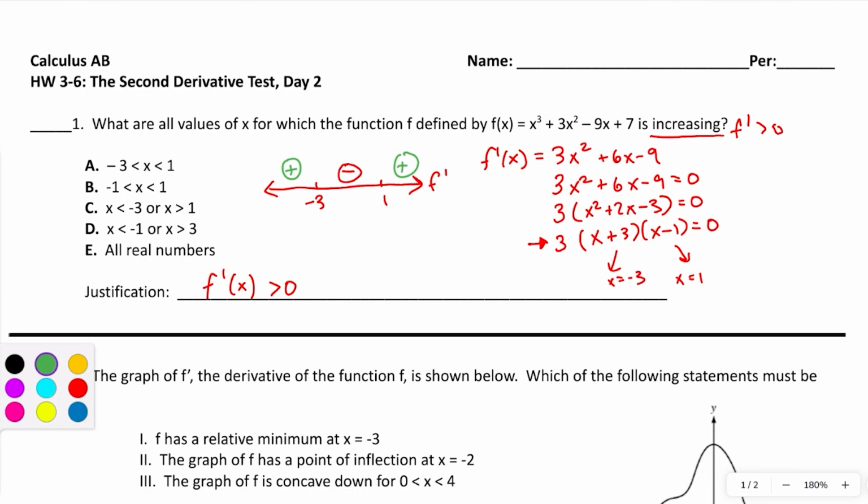So there's going to be two intervals where the function's increasing. Okay, so f is increasing whenever the derivative of f is positive. So if it's negative, f would be decreasing. Okay, so the slope is positive both where x is less than negative 3 and where x is greater than 1. So our answer is C, and the reason we know it's C is because that's where the derivative is positive.